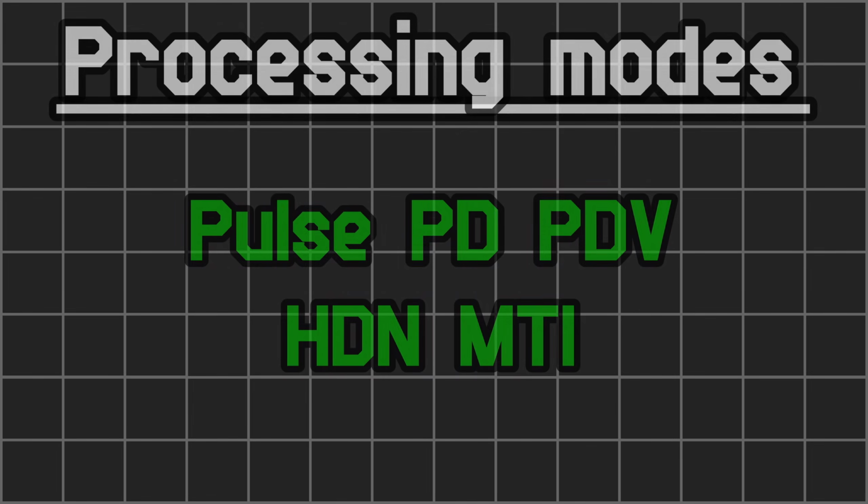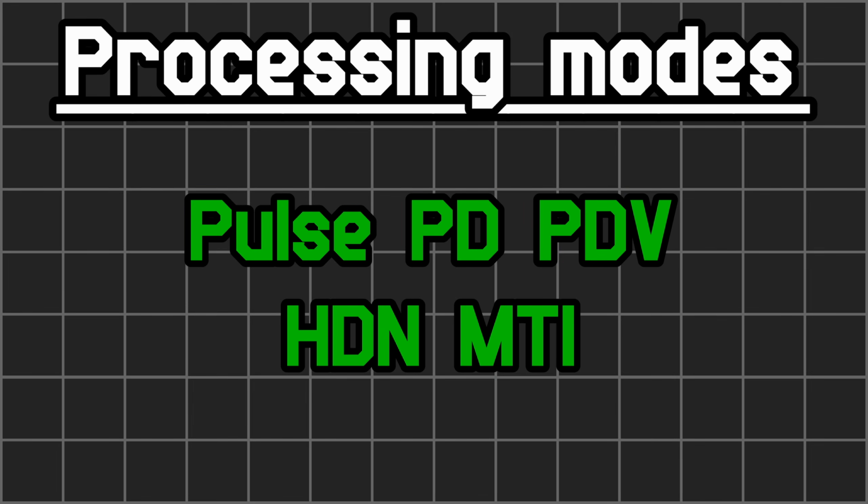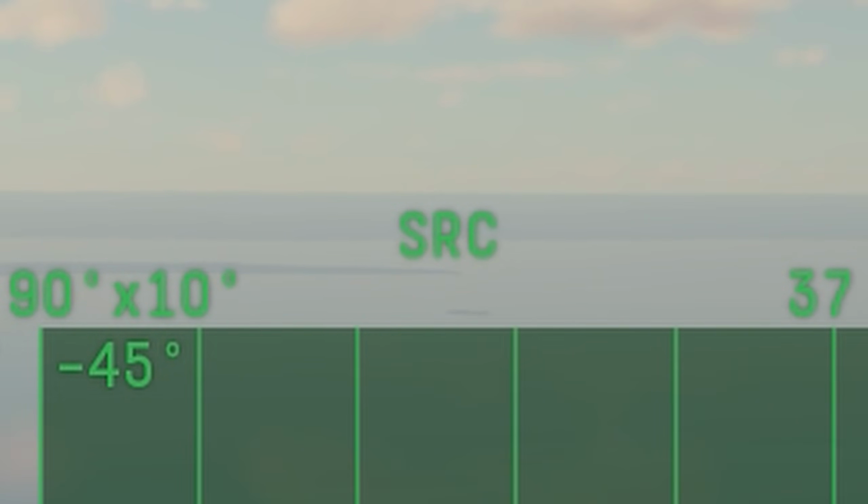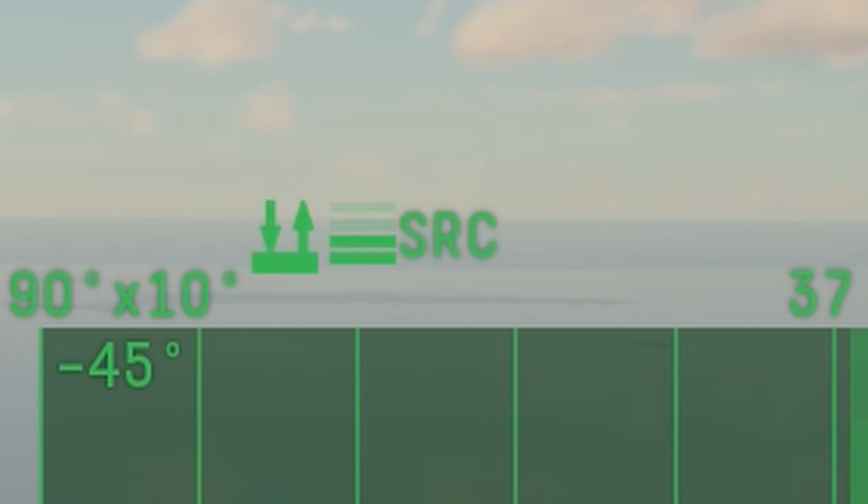Now we'll move on to processing modes. These are the various ways your radar system uses data to find targets. First up is pulse, most commonly found on older radar types. If your operating mode doesn't have another acronym beside it, there's a big chance your processing mode is gonna be pulse. This is the most basic way of processing. The radar sends out a pulse of energy, listens for echoes, and determines the distance by how long it took for the energy to return.